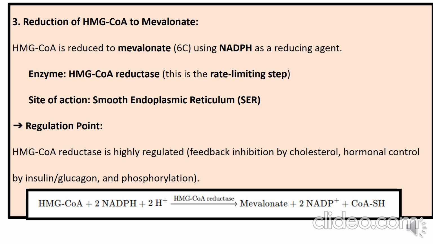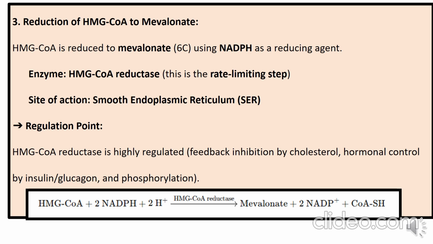This is the rate limiting step, that is, whether the cholesterol biosynthesis moves forward or takes a halt depends upon the availability and action of this enzyme. Now, what is the site of action of this particular step, since it is a rate limiting step? This occurs in the smooth endoplasmic reticulum, abbreviated as SER. Being the rate limiting step, it is also called the regulation point, that is, HMG-CoA reductase, the enzyme used for conversion of HMG-CoA to mevalonate, is highly regulated. How?